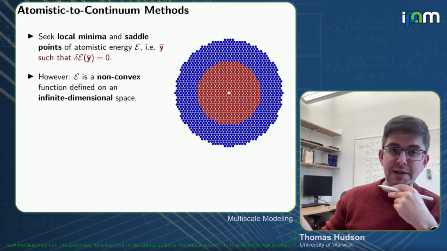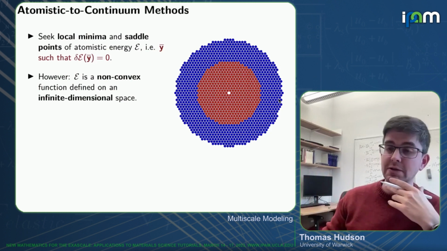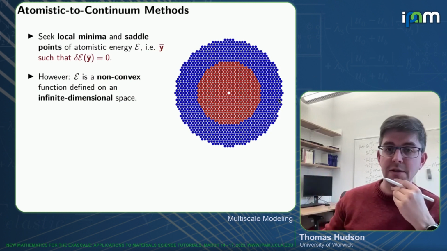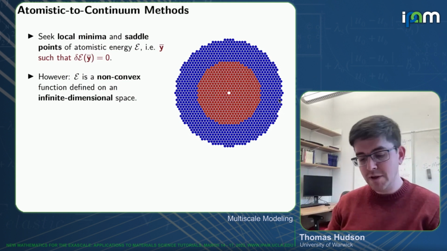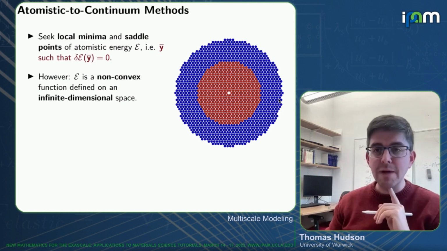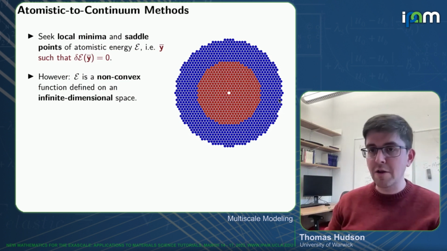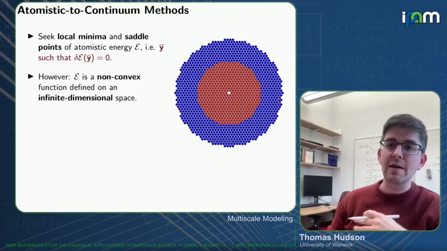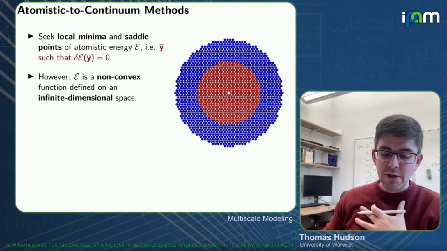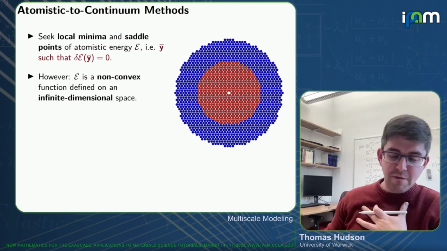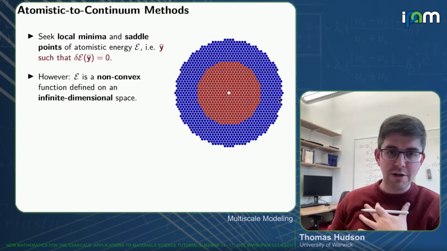And moreover, this energy is, of course, non-convex because I'm looking for local minimizers and saddle points. And we know there are lots and lots of local minimizers. For example, it's easy to see that if this state is a local minimizer, then just by moving an atom into this vacancy and shifting the vacancy over by one, I'm going to get another local minimizer. And so there's a whole family of local minimizers that are related by translation invariance in this case. So the reference problem is non-convex and defined on an infinite dimensional space. So that basically makes it very challenging to solve.